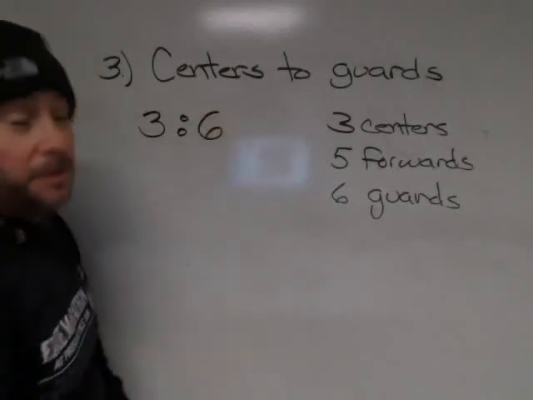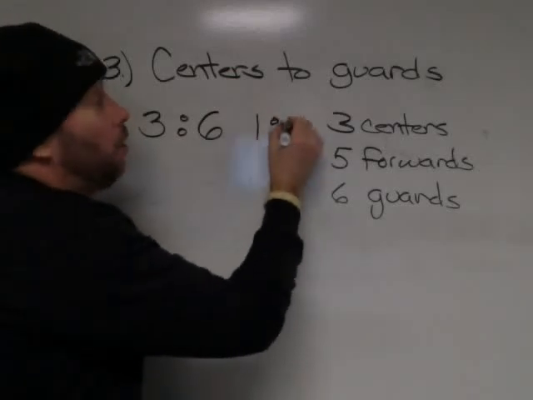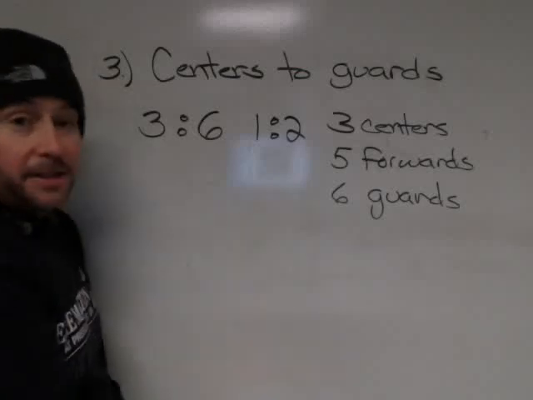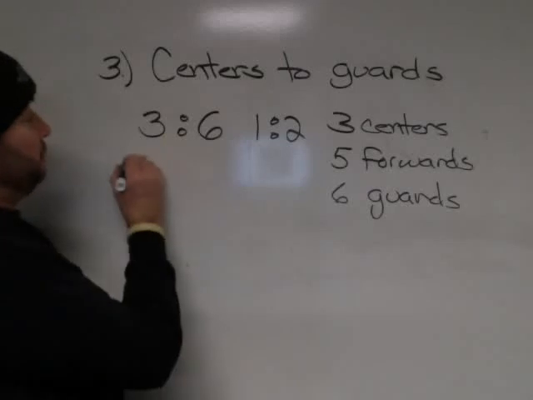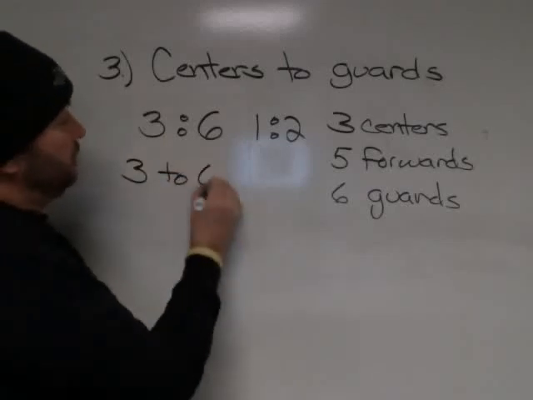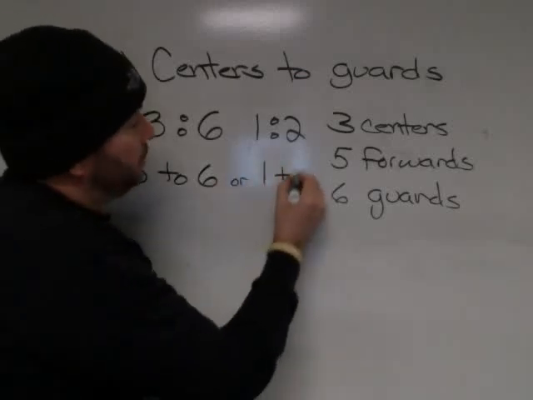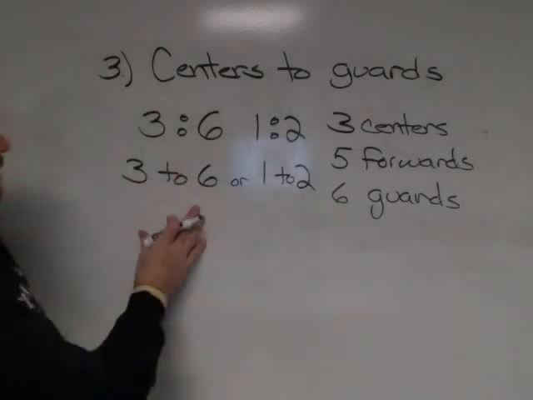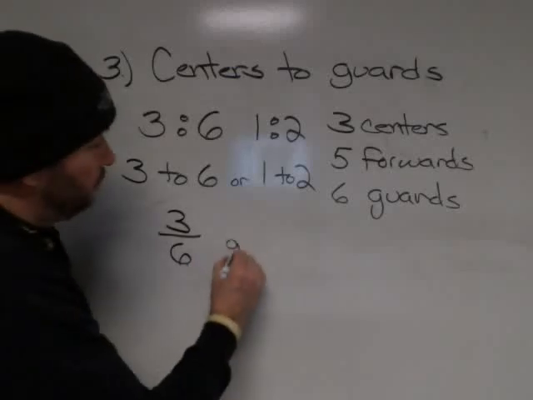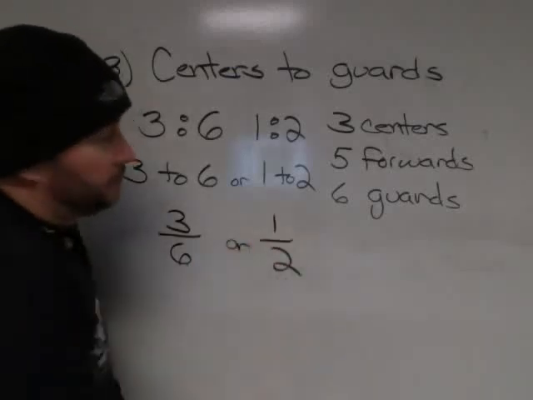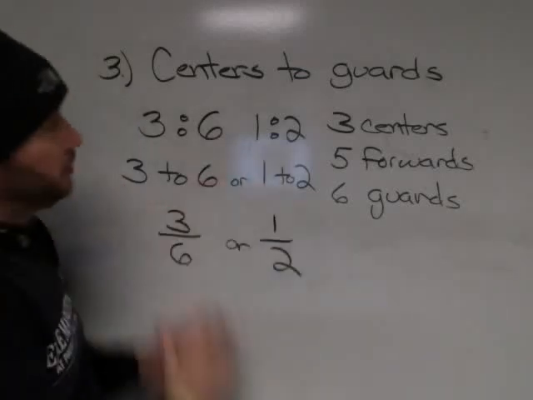Now, some of you may have written this in lowest terms. You may have decided to write it as a 1 to 2 ratio, and I would find that acceptable if you've made that jump already. Okay, and then if we were using words, it would be 3 to 6 or 1 to 2. And again, down here, 3 to 6 or 1 to 2. Okay? And so there you have some working knowledge for ratios.